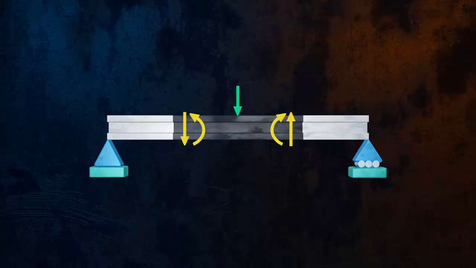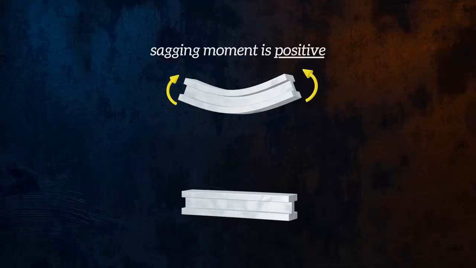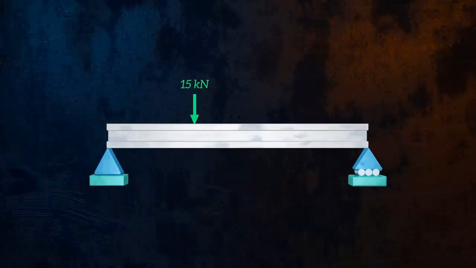Positive bending moments will be those that put the lower section of the beam into tension. Another way to think about it is that bending moments which cause sagging of the beam are positive, and those that cause hogging of the beam are negative. Let's take a look at an example of a beam with pinned and roller supports, loaded by 2 concentrated forces.